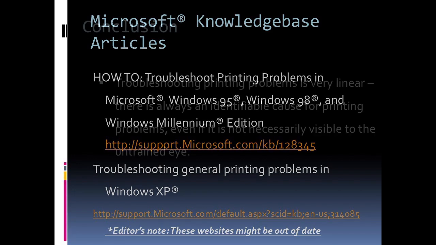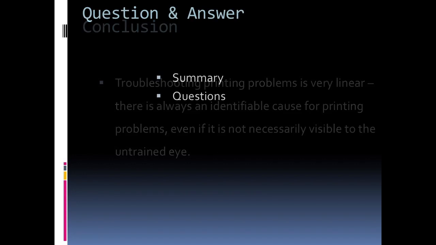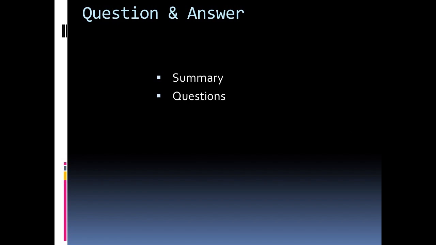In conclusion, troubleshooting printing problems is very linear. There is always an identifiable cause for printing problems, even if it's not necessarily visible to the untrained eye. Please use this time to discuss your lesson, and thank you for listening.